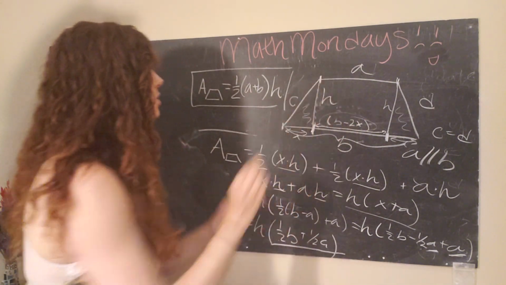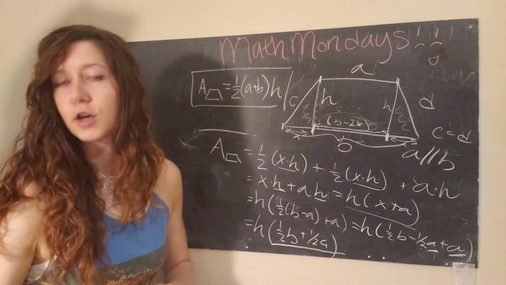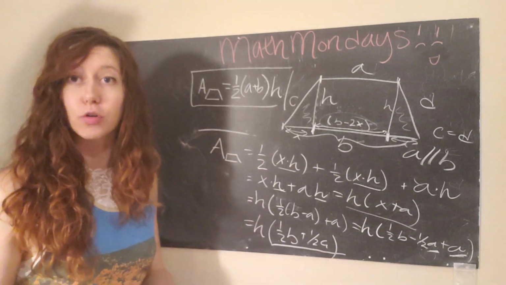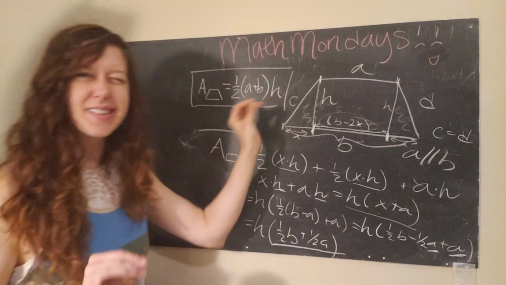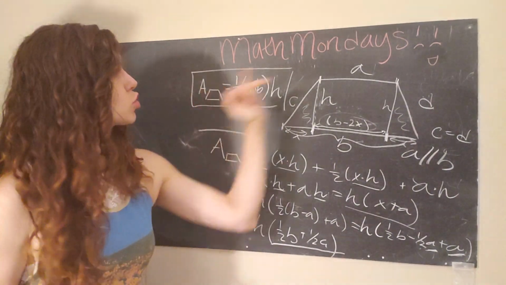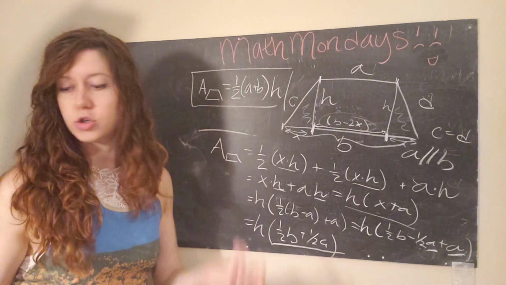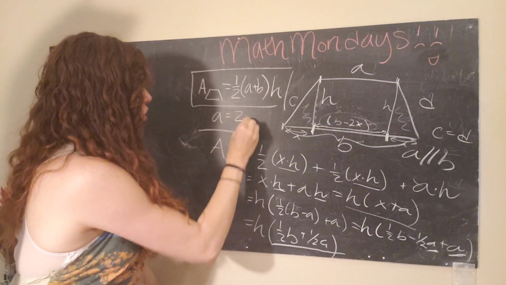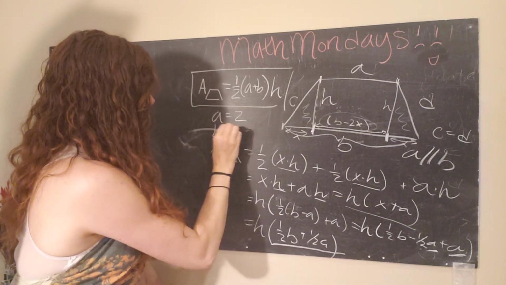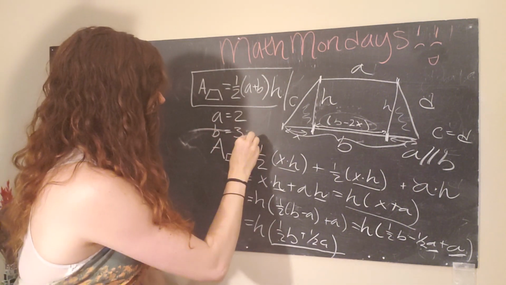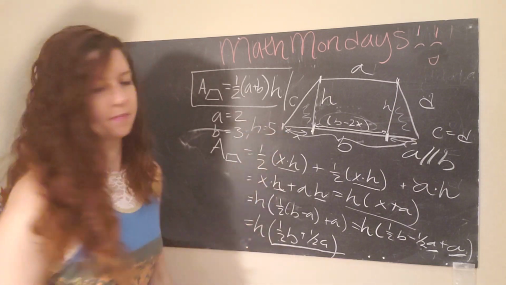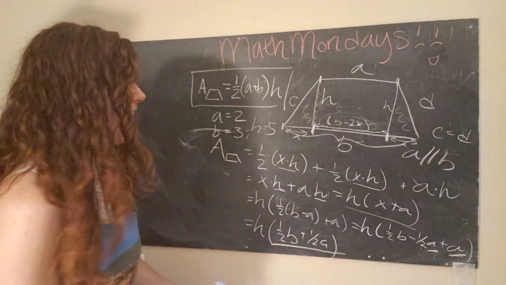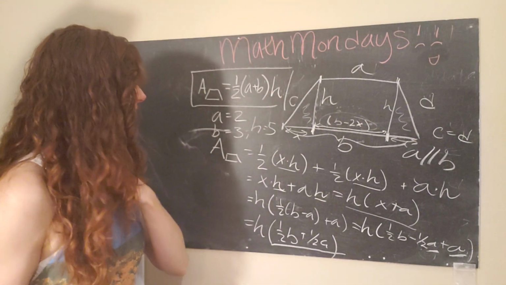Okay, so this equation will work for any trapezoid where a, b, and h have different values. As long as it's a trapezoid, this applies. So try applying this equation to a trapezoid where a equals 2, b equals 3, and h equals 5. I don't know if that will actually be a trapezoid, so maybe you should double check for my sake.